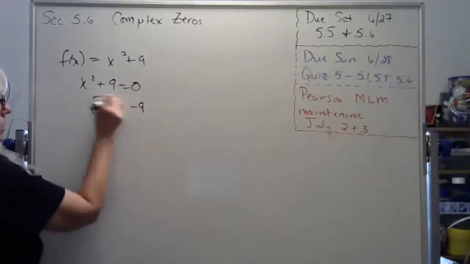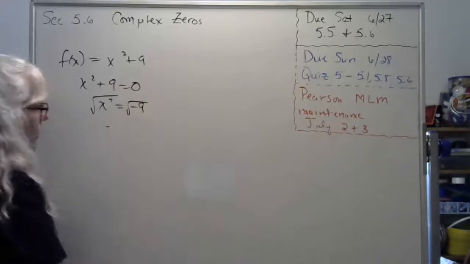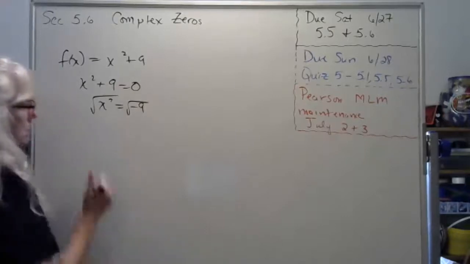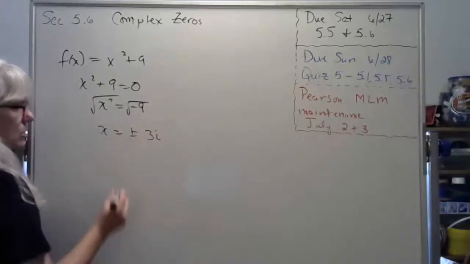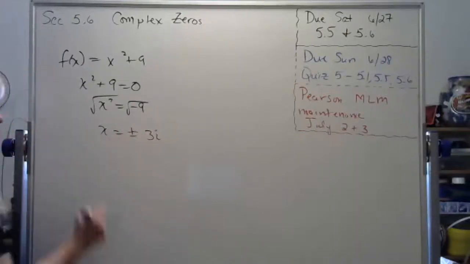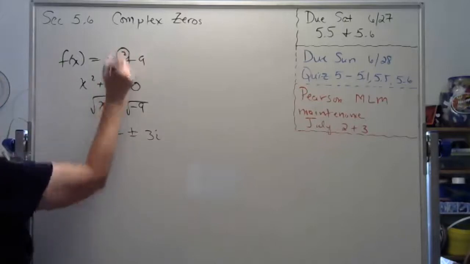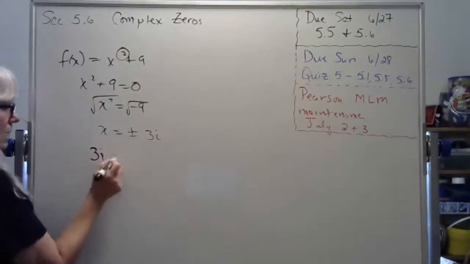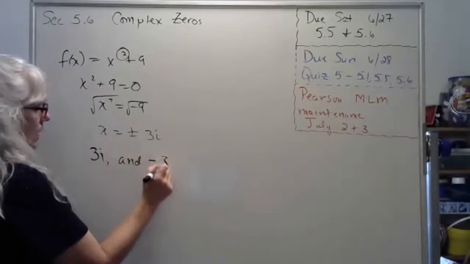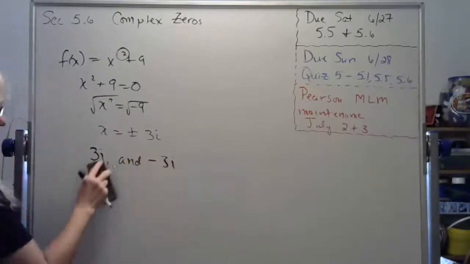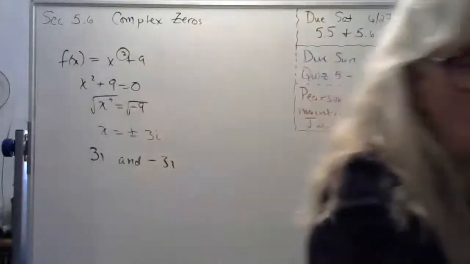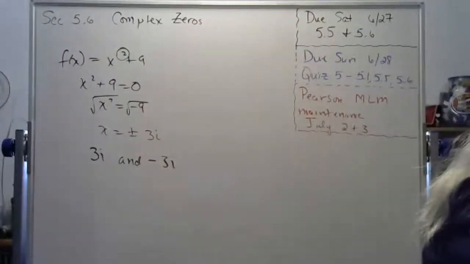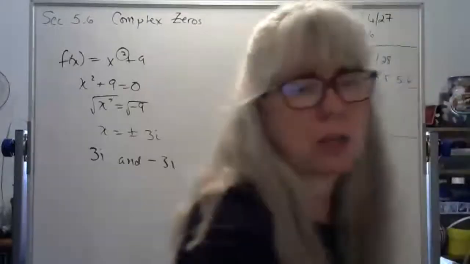Well, if we went to solve that, we already know how to solve it. We'd end up square rooting both sides. And what we're going to end up with are imaginary solutions. So x is equal to plus or minus the square root of -9, which is 3i. So the two solutions, because it was a second degree polynomial, are 3i and -3i. What's important about this is we have to recognize that these are complex pairs or complex conjugates. And that's what's at the bottom of the first page.